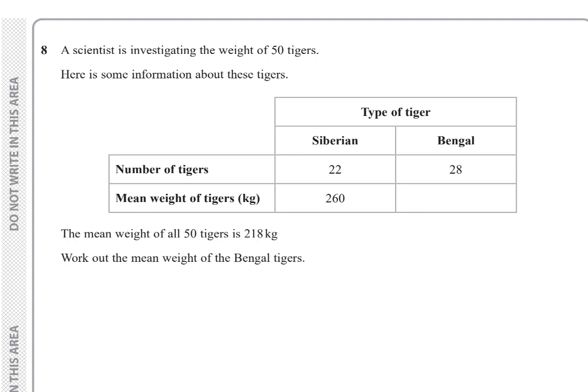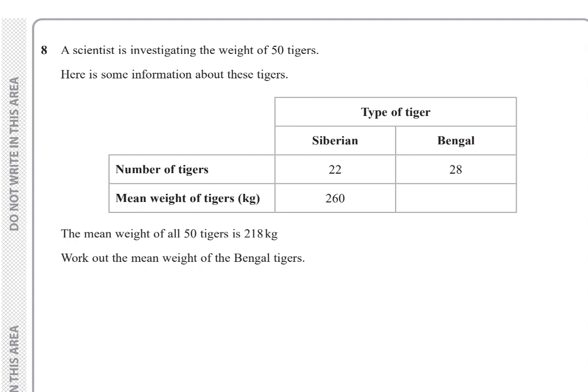Number 8. A scientist is investigating the weight of 50 tigers. Here is some information about these tigers. In the table, we have the number of tigers. For Siberian tigers, we have 22. For Bengal, we have 28. The mean for Siberian is 260. So we need to find the mean for Bengal. And we have the mean weight of all 50 tigers is 218 kg. Work out the mean weight of Bengal tigers.